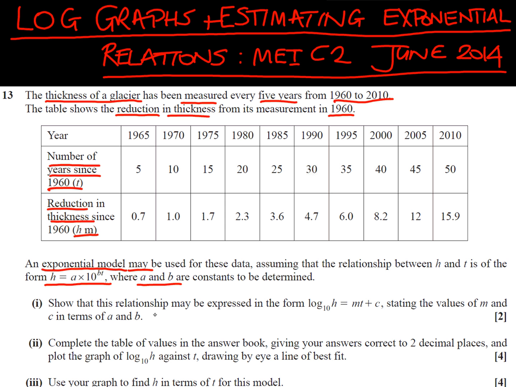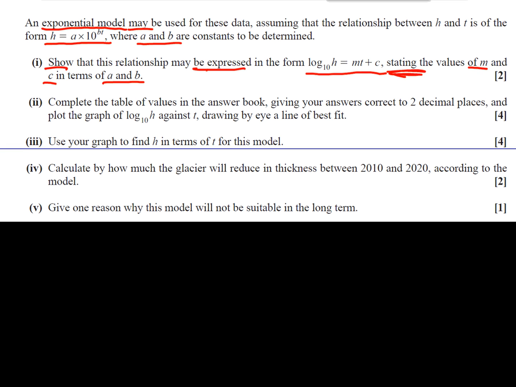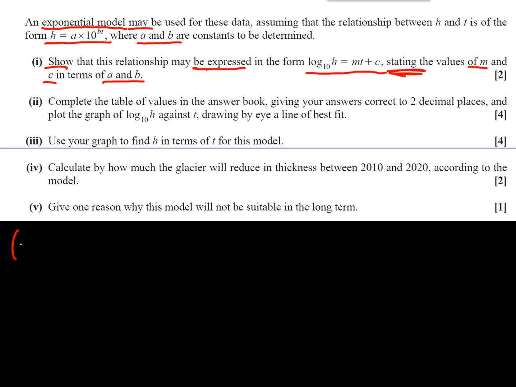So show that this relationship may be expressed, this is Roman 1, in the form log base 10 of h equals mt plus c, stating the values of m and c in terms of a and b. So first thing we've got to do is to calculate that. So let's have a quick whiz down. Let's start with our original formula. This is part 1. h equals a times 10 to the bt.